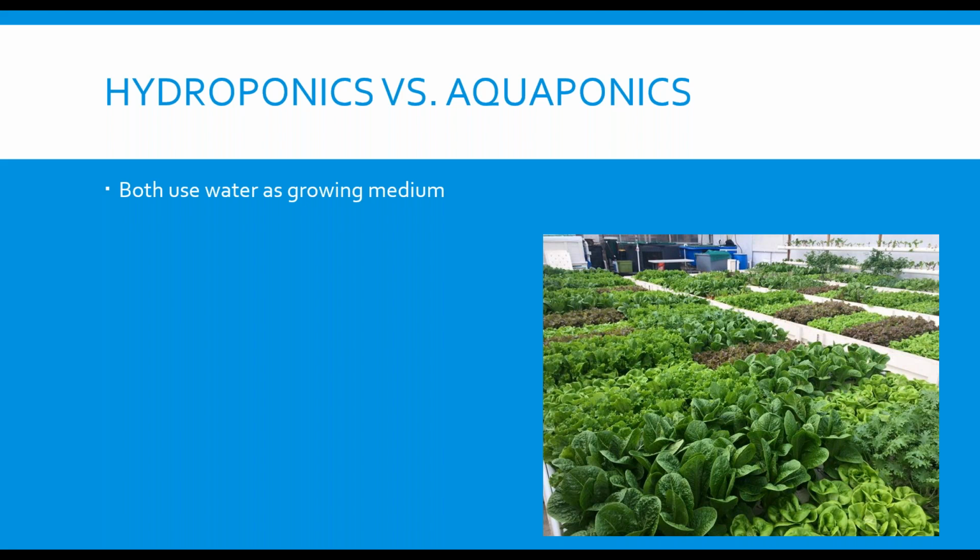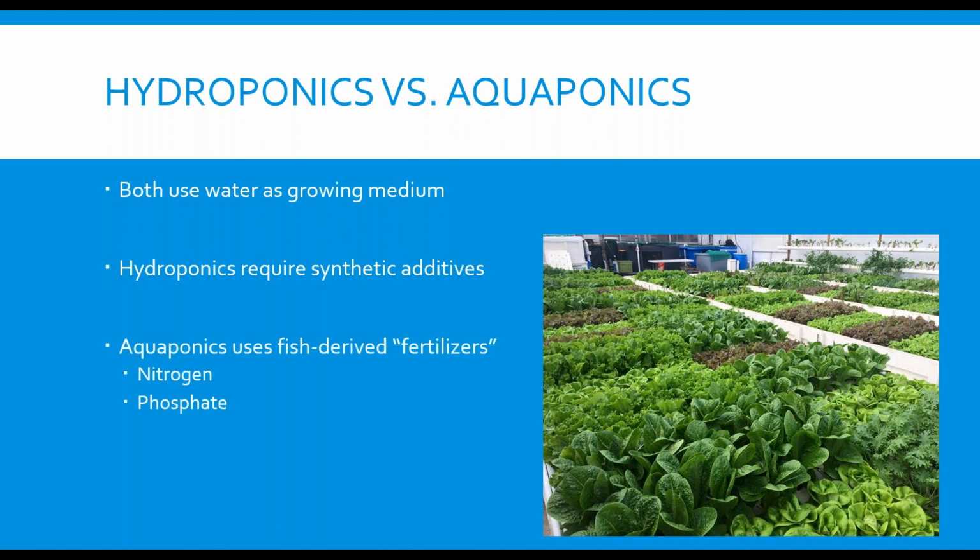So how is aquaponics different from hydroponics? Because both use water as a growing medium. However, the big difference is hydroponics requires synthetic additives. So basically, all those fertilizers that you already have in a fish system need to be added artificially. And there are thousands upon thousands of different additives for hydroponic systems, depending on what you want to grow, how fast you want it to grow, how dense your stocking is, if you're going for a particular varietal or flavor. But in most aquaponics facilities, you're going to be using fish-derived fertilizers, most often your nitrogen or nitrate, and your phosphates.